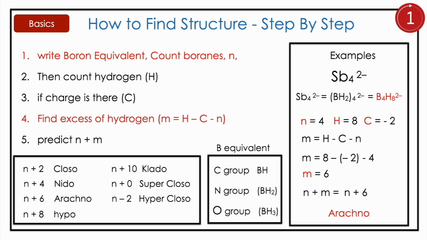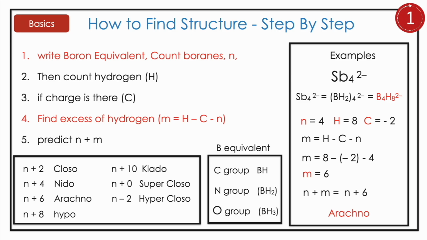Then the very important thing: how you find the structure using a step-by-step procedure. First you should write the boron equivalent, then count the borons, that is N, then count the hydrogens, that is H, then the charge, that is C, then find the excess of hydrogen, that will be M, equals H minus C minus N, which gives the N plus M architecture. Here if you find N plus 2, it means Closo, 4 means Nido, 6 means Arachno, 8 means Hypho, 10 means Clado, 0 means Super Closo, minus 2 means Hyper Closo.